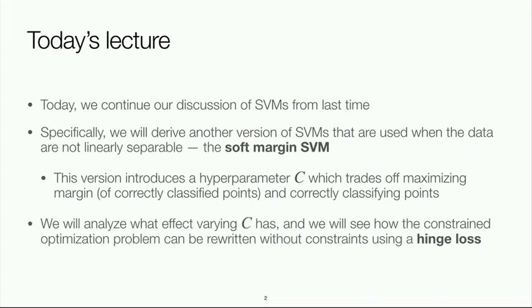So we're going to write out what soft margin SVM actually is, and then we're going to analyze things like what effect varying this hyperparameter C actually has, and then we'll also see how this constrained optimization problem that we'll come up with in a second can actually be written as an unconstrained problem, which is kind of nice, using something called a Hinge loss, which we'll also talk about.